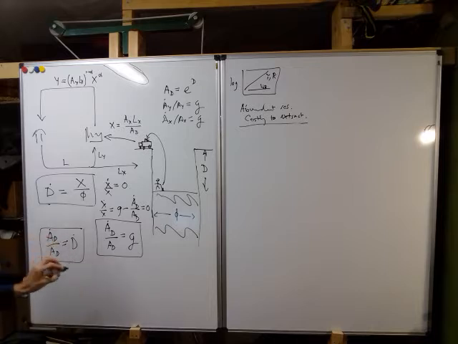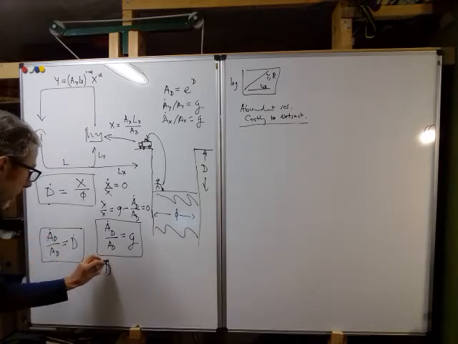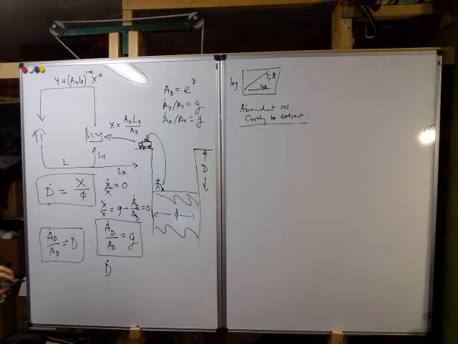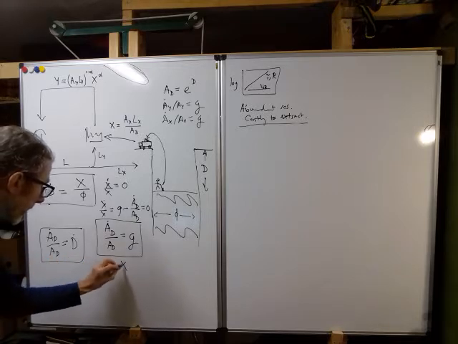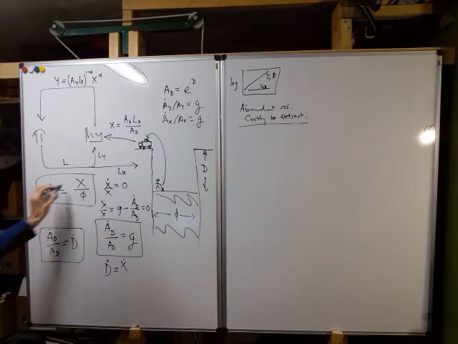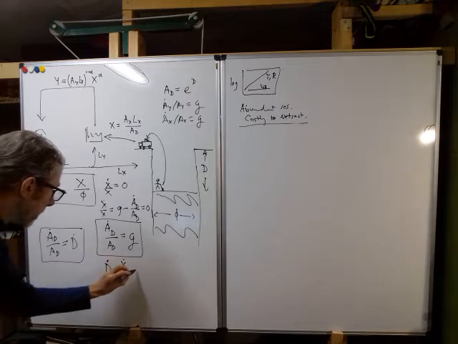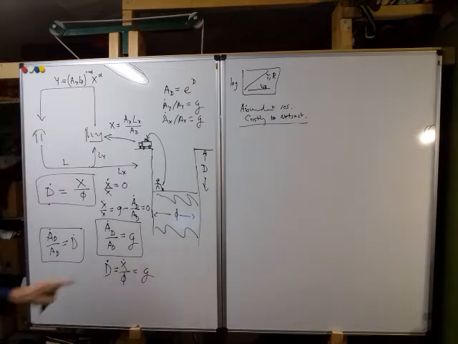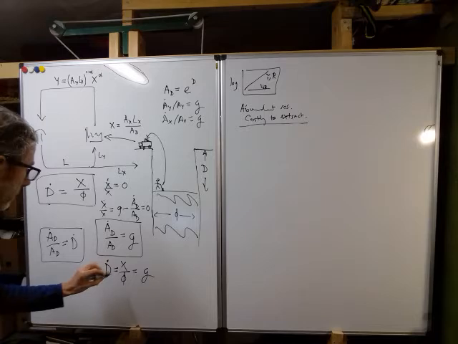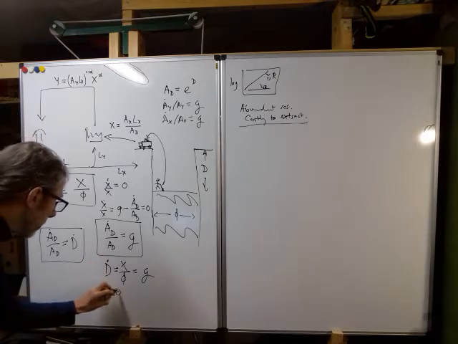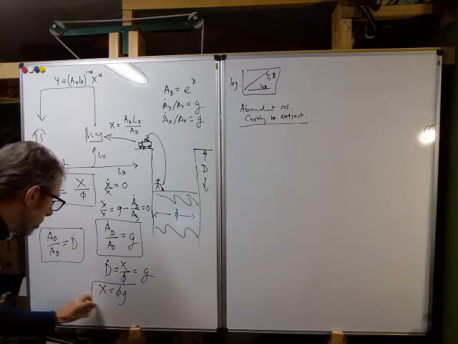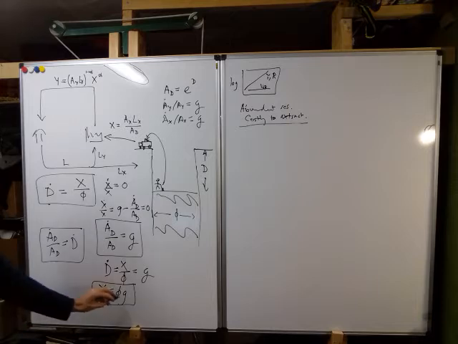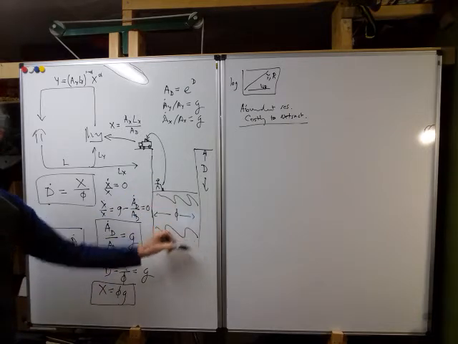But we know this, so we know that d dot equals x over phi equals g. So x must be phi g. There's a specific value of x which gives us this property of balanced growth.